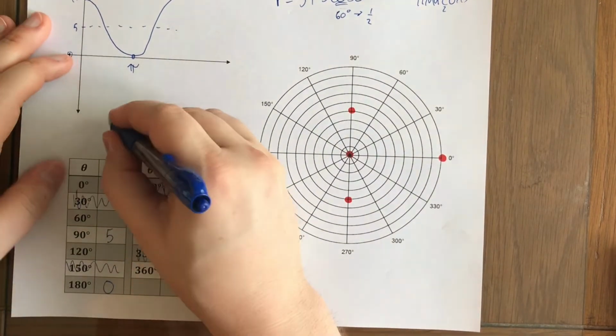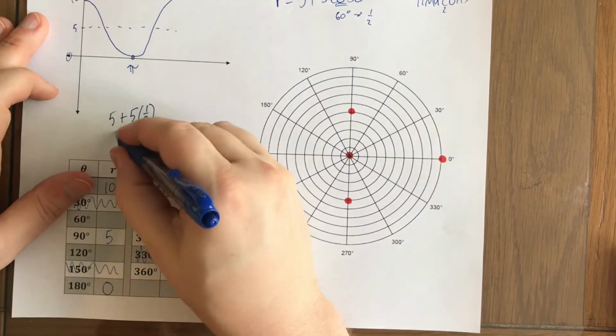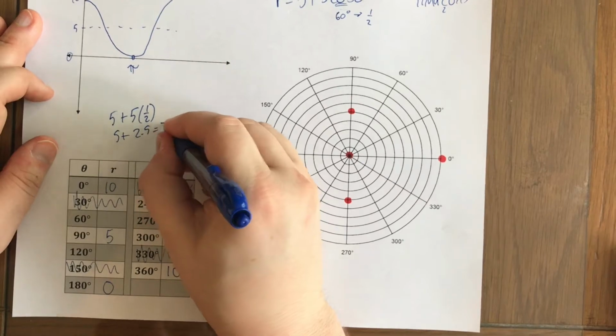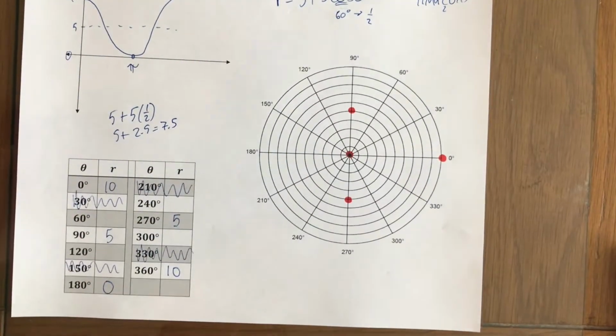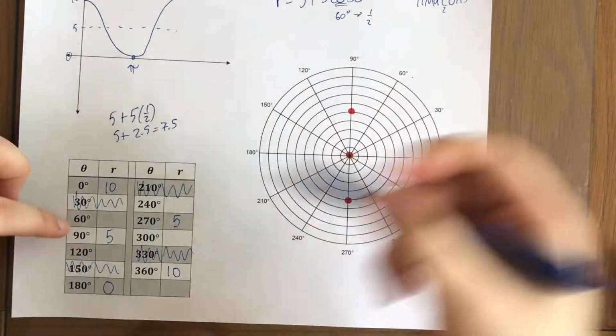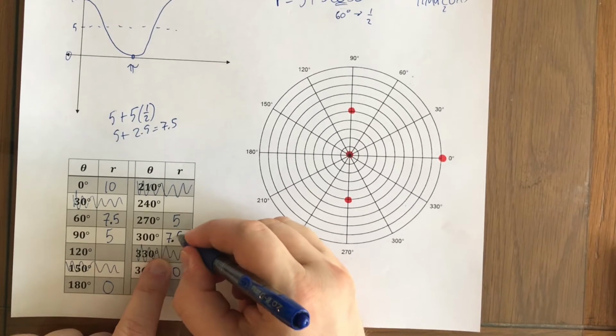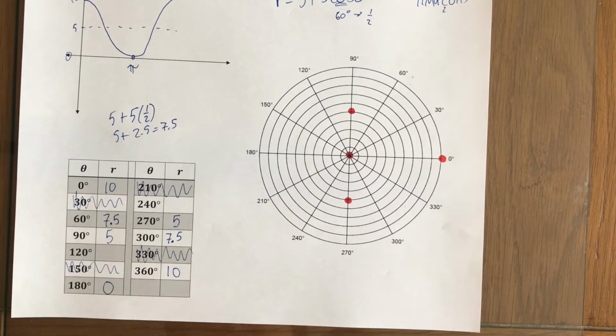So let's do this. I'm going to have 5 plus 5 times 1/2. Okay, so that's 5 plus 2.5. That's going to equal 7.5. And that's going to happen in 2 quadrants when cosine's positive. So in these 2 quadrants, I can jump in and say that's going to be 7.5, and this one's going to be 7.5.